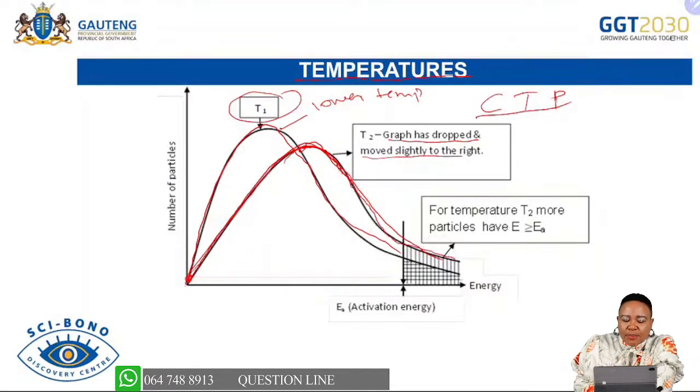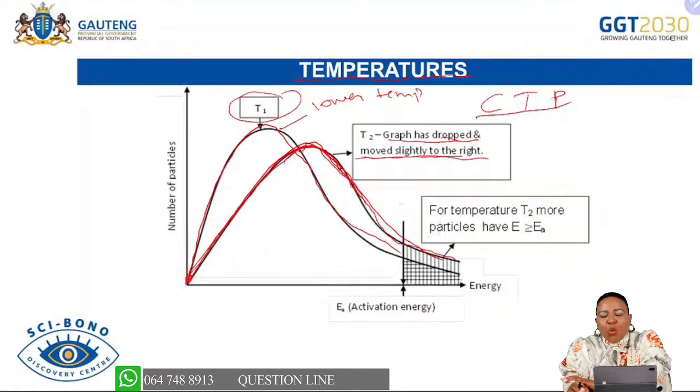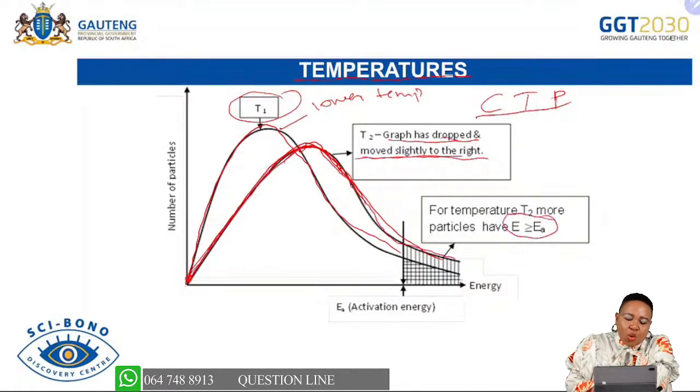So you can see that the graph with a higher temperature is dropped and moves slightly to the right, which indicates more particles with sufficient kinetic energy, which is equal to or greater than activation energy. So normally the examiner will say, on the same set of axes, show the graph that will represent the increase in temperature. We know that it's going to be lower than the first one, and it's going to move slightly to the right, and it's going to be higher than the first graph when it comes to the end of the reaction at the activation energy area.